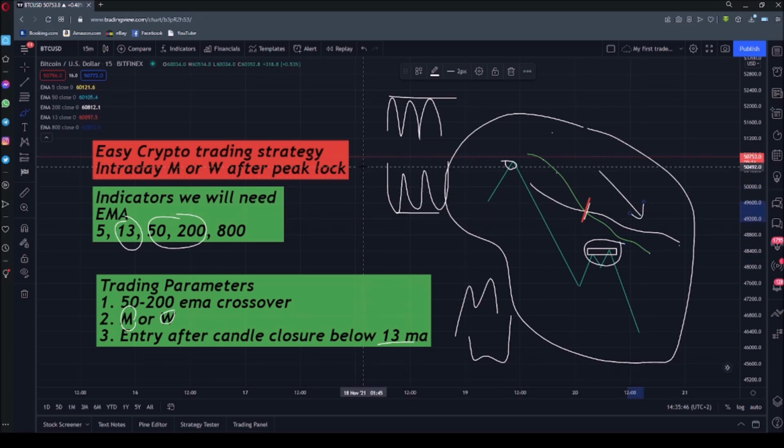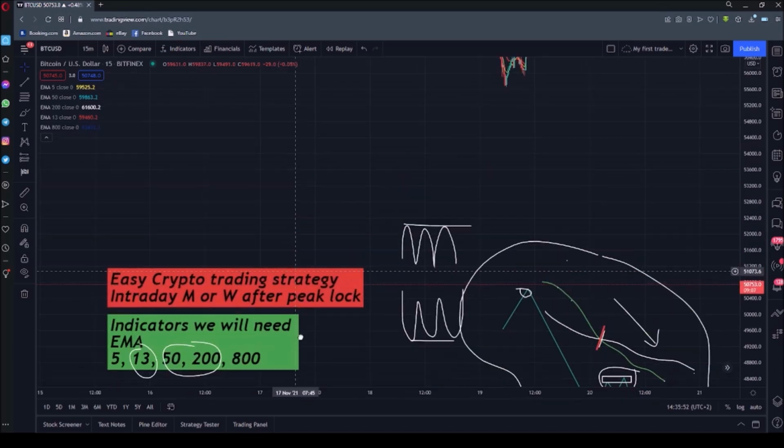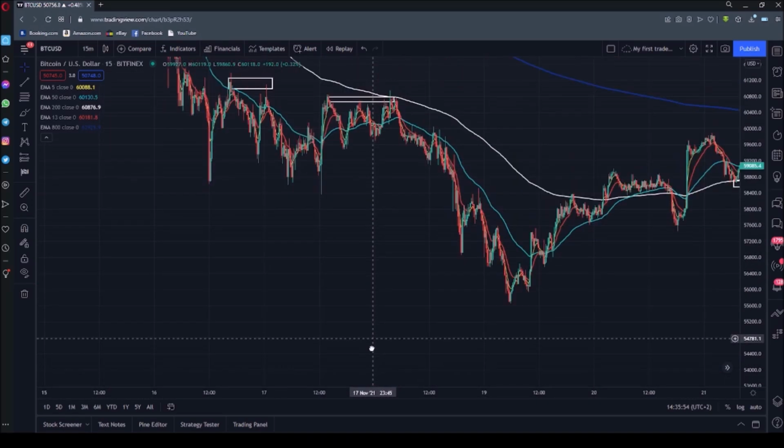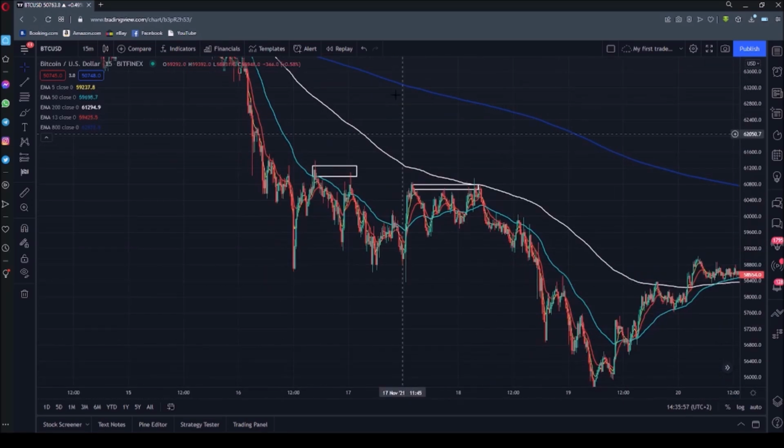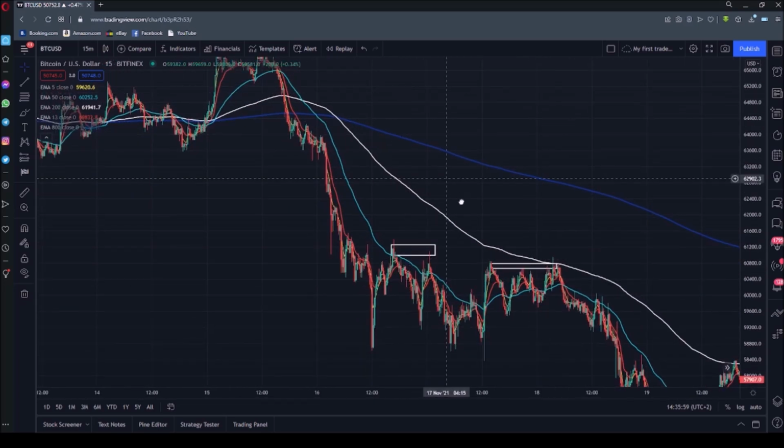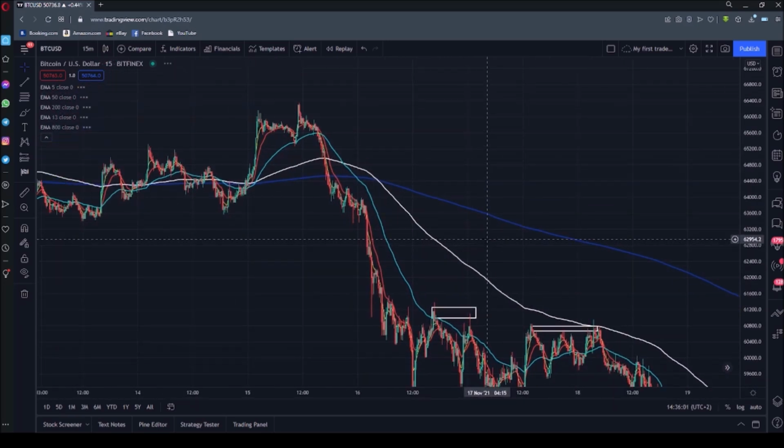To fully understand and comprehend this strategy, let's go over the charts and have an illustration. I'll be marking the 50-200 EMA crossovers and the patterns that will be in that particular context.